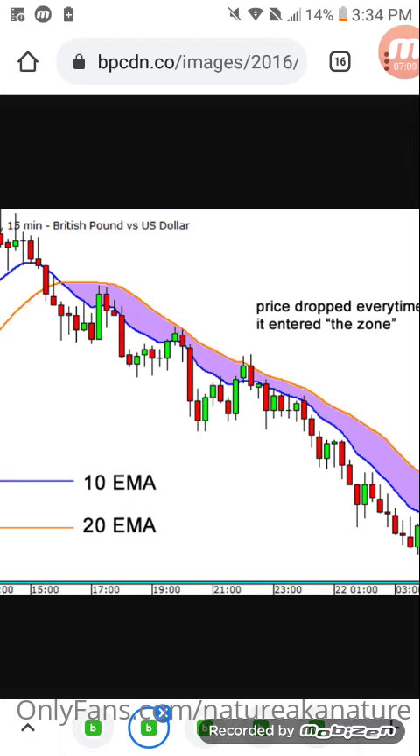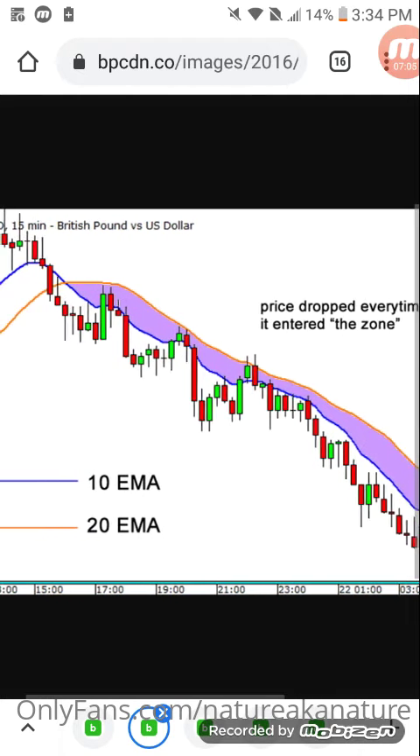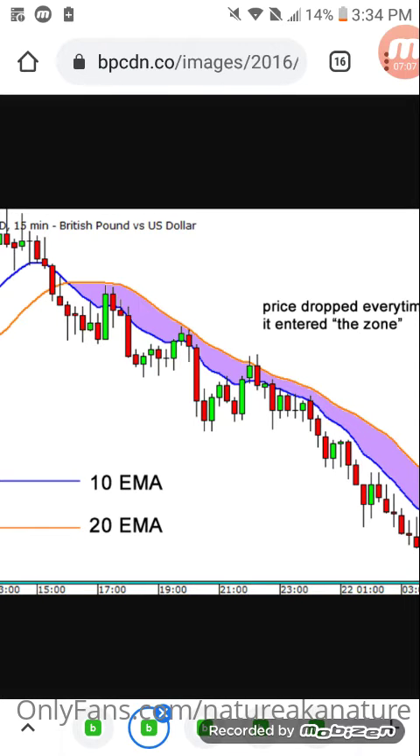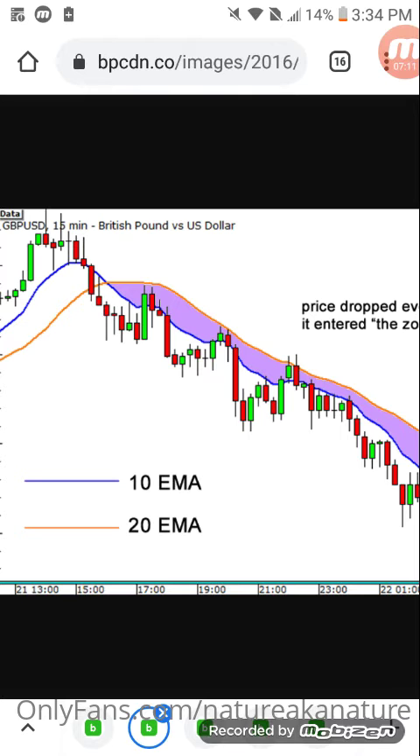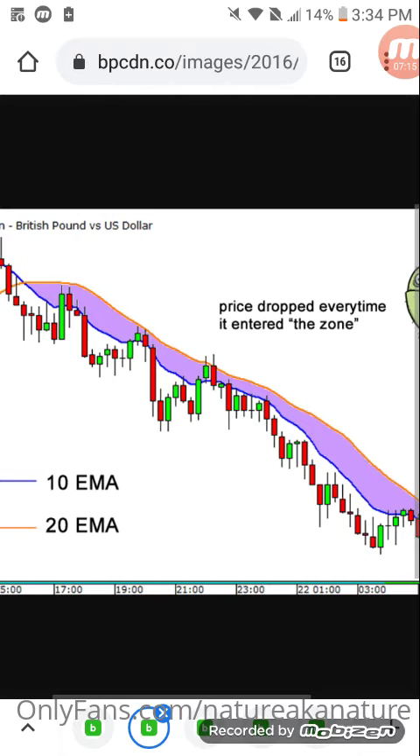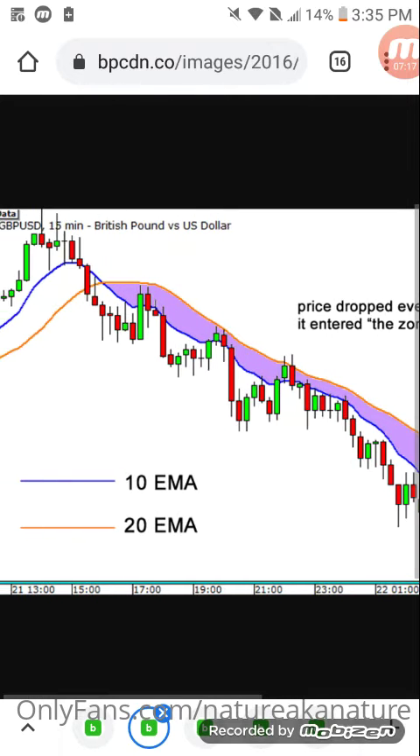When you see a moving average crossover, that's when you know that a new trend direction is coming. And if you see a moving average crossover at the top of a resistance level, it lets you know that price wants to drop. So price drops every time. All right, so this is the enter zone.